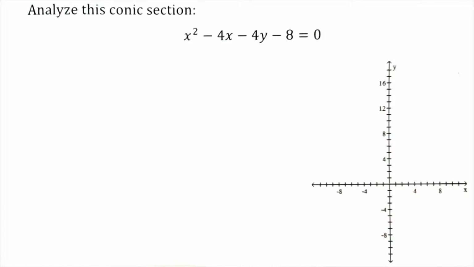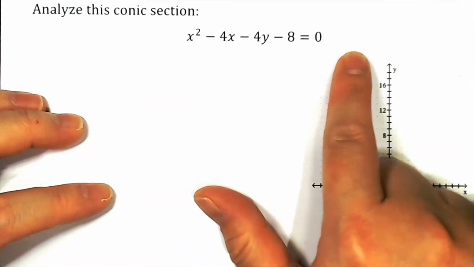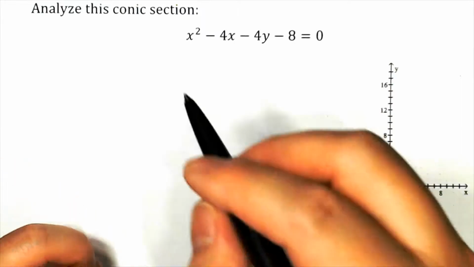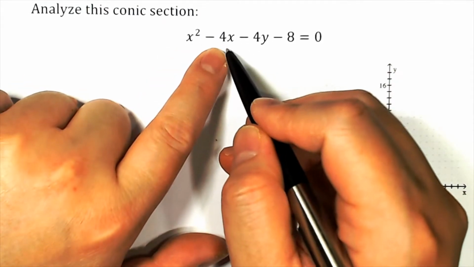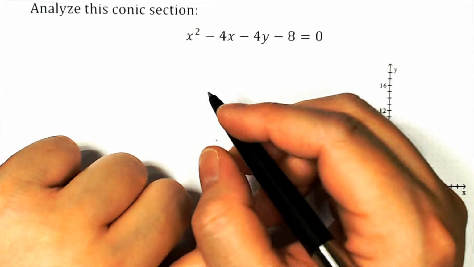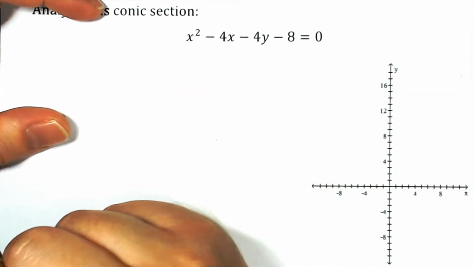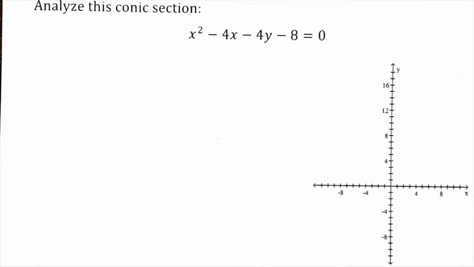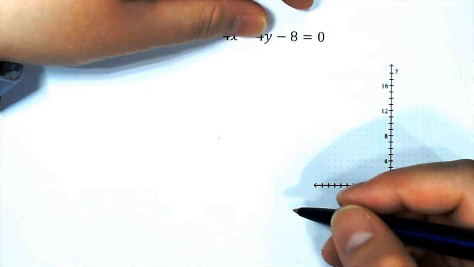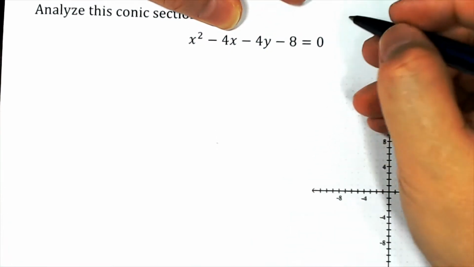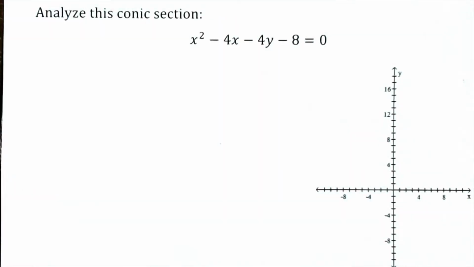Analyze a conic section. We are given this equation and we don't know what kind of conic section we will have. All we see is that in this problem the coefficient of x squared is 1 and there's no coefficient of y squared. So we say that A is equal to 1 and B we don't know.